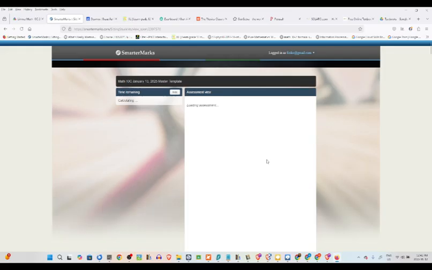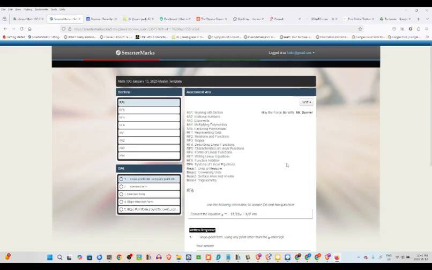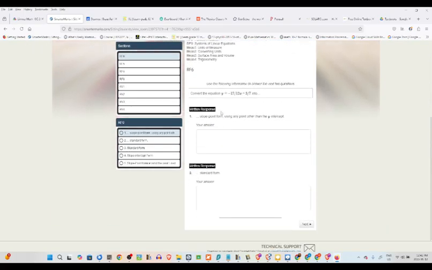Okay, it's loading up here. Oh, and I see it is still organized as I do when I'm creating it. So, here we go.